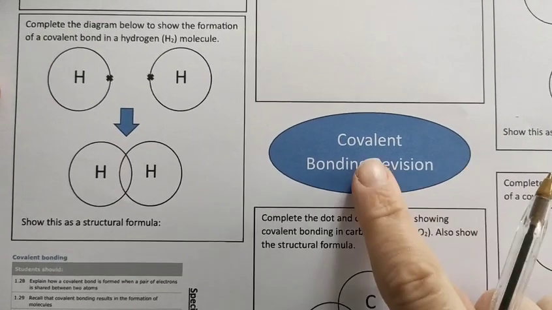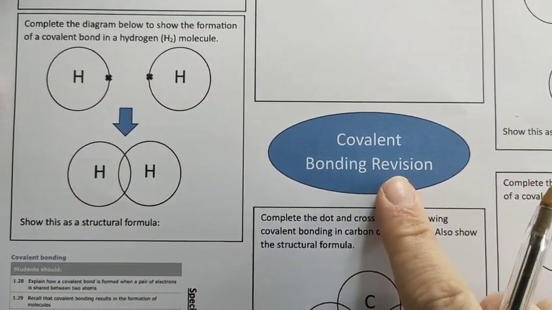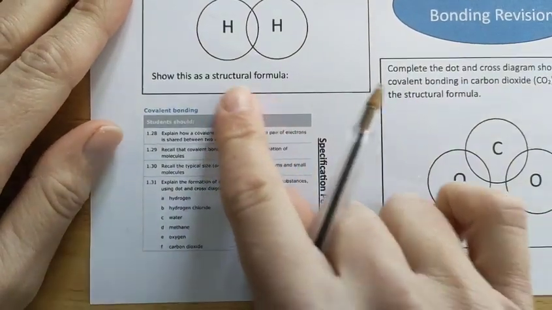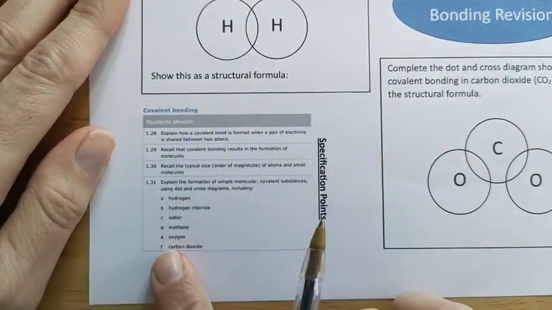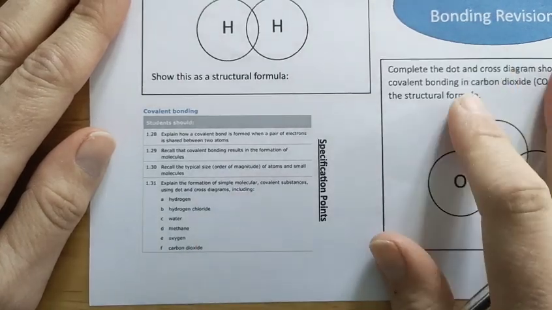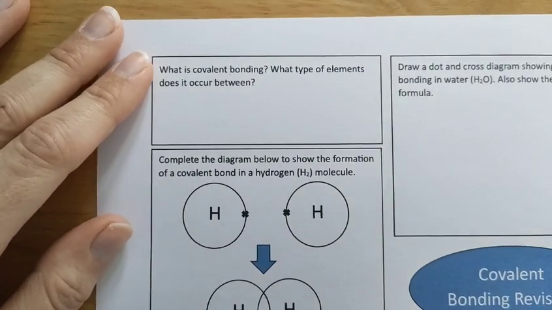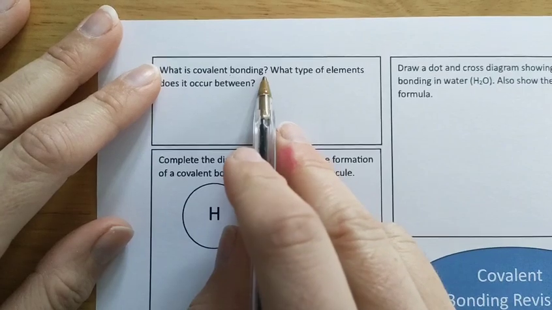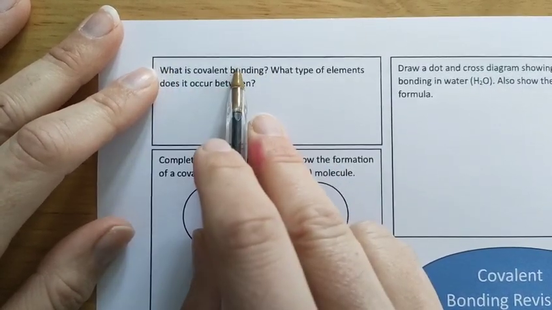Hi everyone, so we're going to go through the covalent bonding revision mat today. The specification points are just shown here on the left hand side, so you can see the pieces of information that you need to know. Let's start on the top left hand side. What is covalent bonding? So I'm just going to start with that question first.